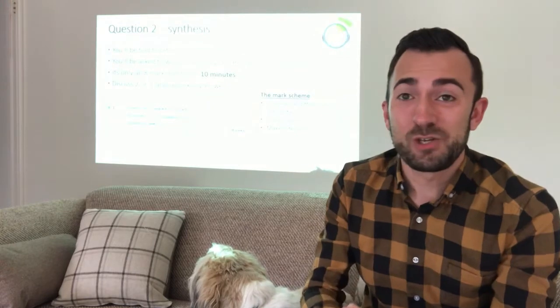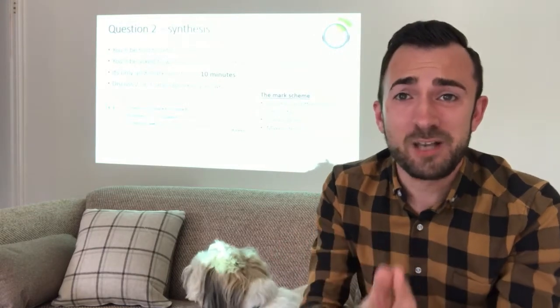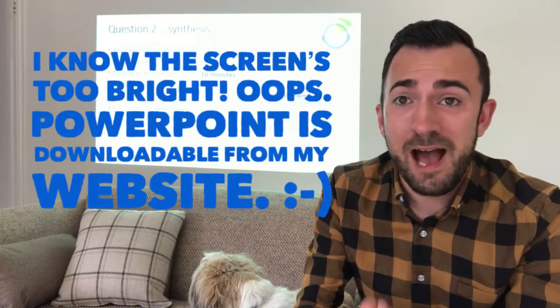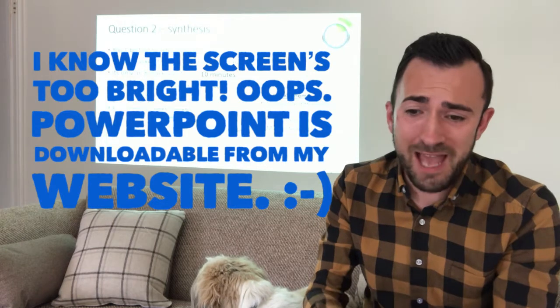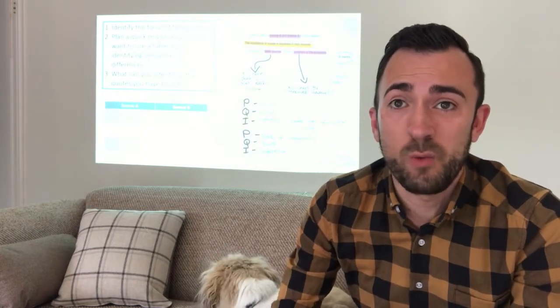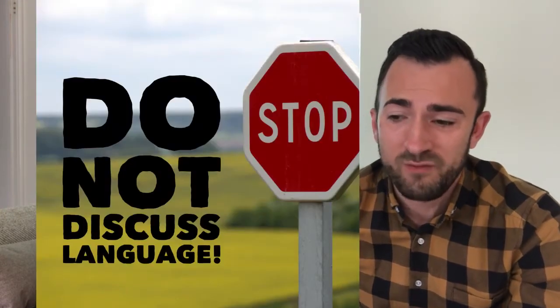That can sound really scary and daunting. All you need to do on this question, a lot of students overcomplicate it, is summarise the similarities or differences, whichever one is being asked for. It's a 10-minute task. It's only worth 8 marks, and we're going to aim to discuss 2 or 3 things really well. We do not need to discuss language in this question. It is simply a summary of differences.